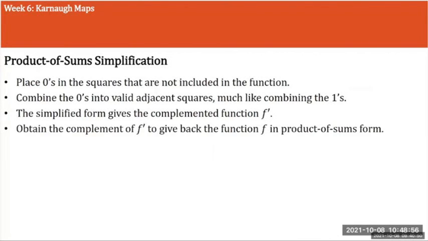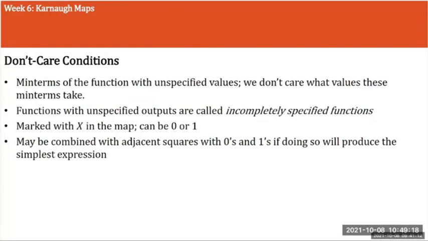So, product of sums simplification. So, place zeros in the squares that are not included in the function. Combine zeros into valid adjacent squares, much like combining the ones. The simplified form gives the complemented function f prime. Obtain the complement of f prime to give back the function f in the product of sums form.